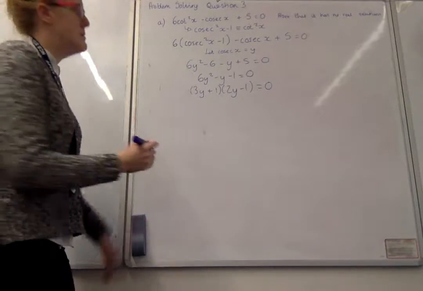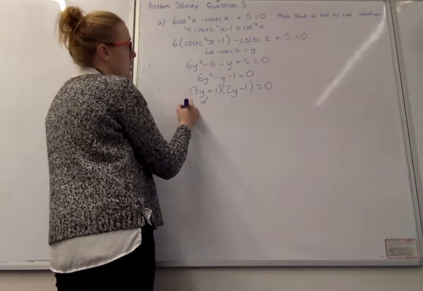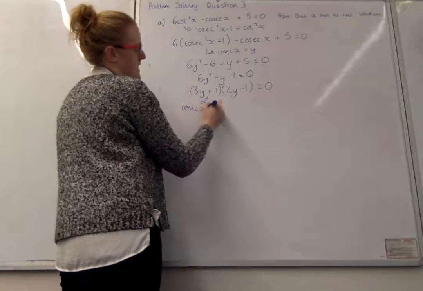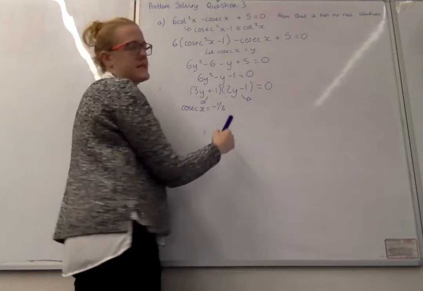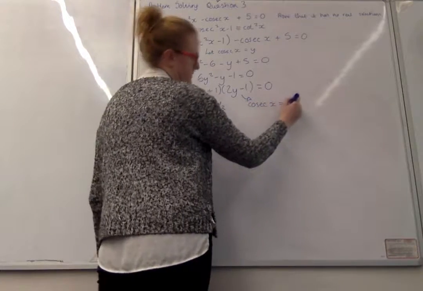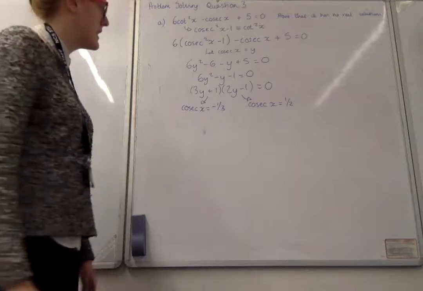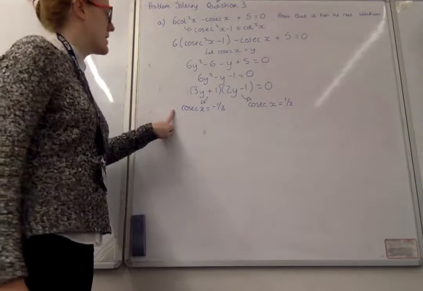Okay? So ultimately, obviously, if y is negative a third, cosec x is therefore negative a third, and the same over here. If y is a half, then cosec x must be a half. Okay, so we're back into the terms that we were dealing with. At this point, I now realise where my proof is going to come from.